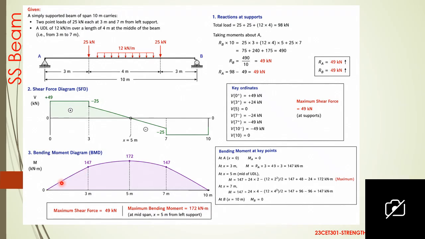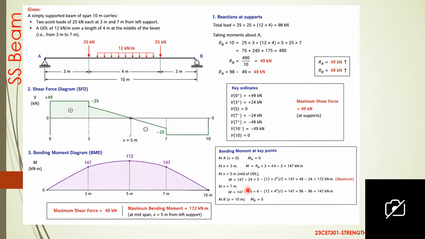So if you draw, here the point load, inclined line, here is also point load, inclined line. But between these 2 points the UDL is acting, so you have to connect these 2 points, 147 and 147, by using a parabolic line. This is not inclined, this is parabolic. Since this is a parabolic line, you will get the maximum value here. Where will be the maximum? Where the shear force value is 0, the bending moment will be maximum. Where the shear force is 0, it is at the center of the beam. The center of the beam is 5 meter from the left support, the middle of the UDL.